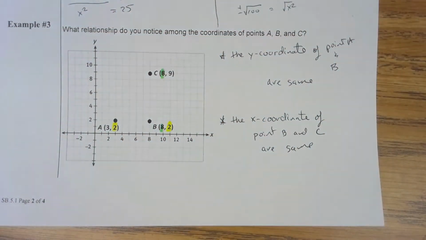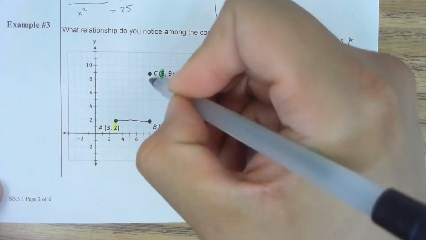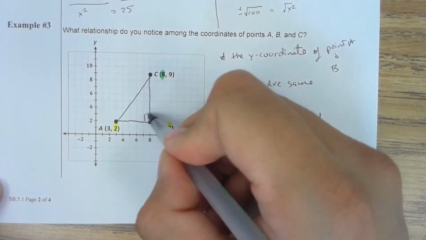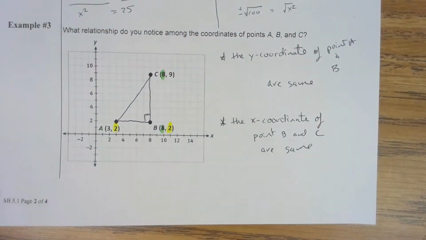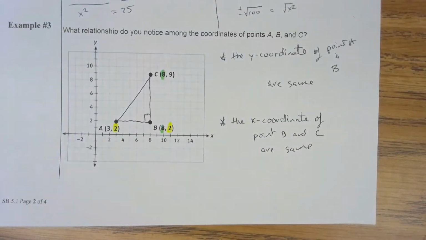So again, if you look at these 3 points, they form a right triangle. And I want to point out that the corner of this right angle, you can find easily if you're given those 2 points. Alright, let's take a look at the next example.